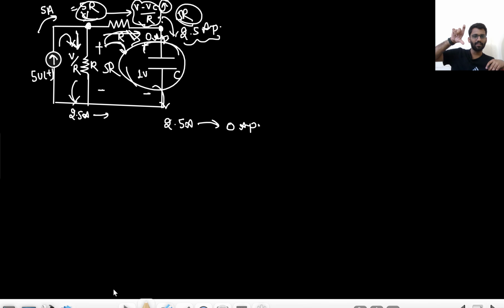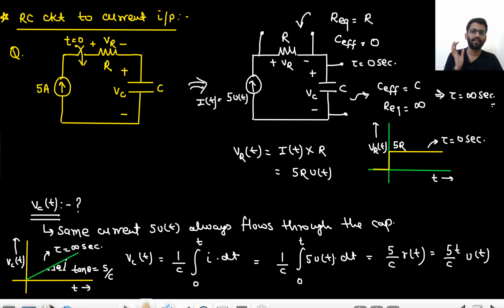So the voltage across the resistor is 5 R. Here also we have 5 R. So the current is 0, which means all the current is taken by the resistor. Are you getting my point? So this is the actual analysis. Got it? Understood? Now you can solve this circuit by one more method.